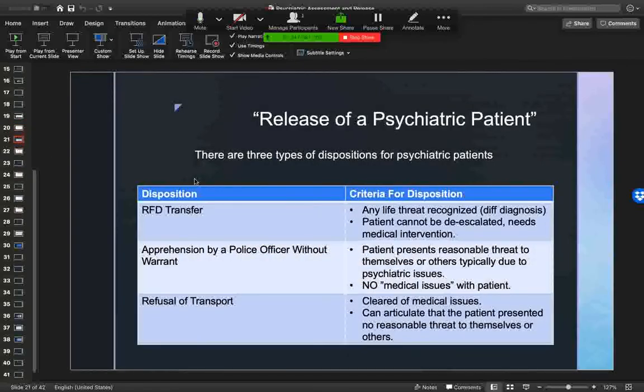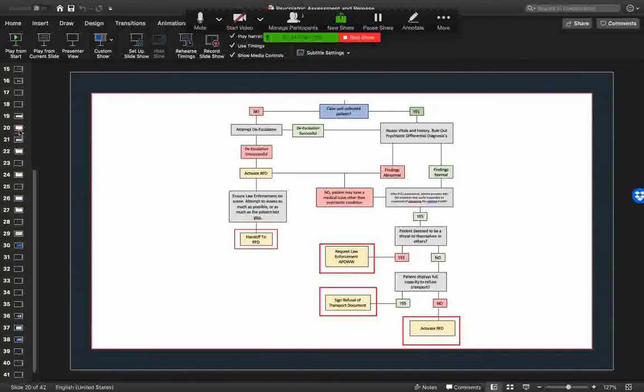All right, release of a psychiatric patient. There are 3 types of dispositions for psychiatric patients, as we just went over: RFD transfer, apprehension by police officer without a warrant, and refusal of transport. The disposition for an RFD transfer: obviously, if any life threats are recognized, or if their findings are abnormal on this assessment, or you know the patient may have a medical issue other than a psychiatric condition, activate RFD.